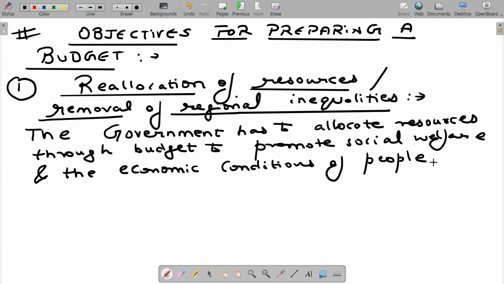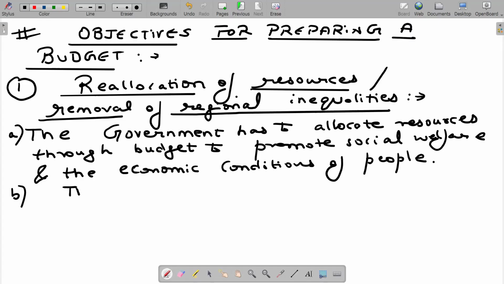So the government prepares a budget to make sure that the resources are allocated in such a way that social welfare is promoted. Everyone in the economy is better off, having access to resources. Poverty goes down. So I can write the next point, that this was within point 1, this was point A. I can further write point B.